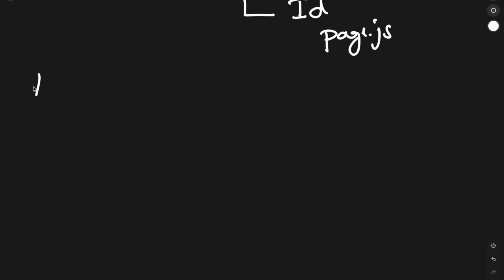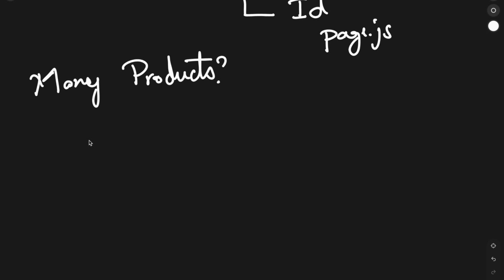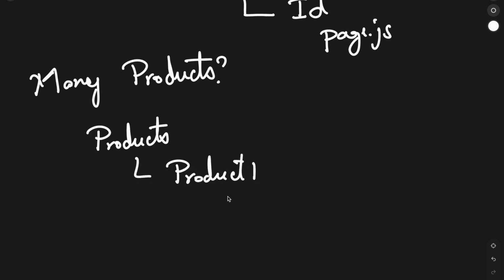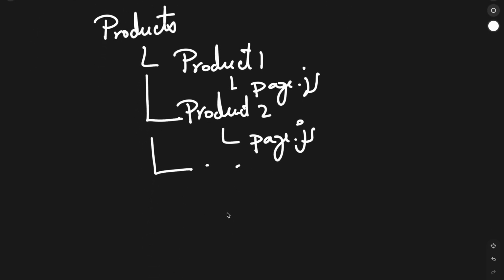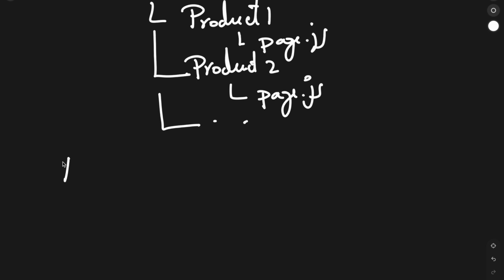But there is a disadvantage with this type of routing. For example, if we have many products, then we will have to create that many folders inside the products folder. We have to create product 1 and page.js separately for product 1, and create page.js separately for product 2, and so on. To solve this issue, Next.js has provided dynamic routes.